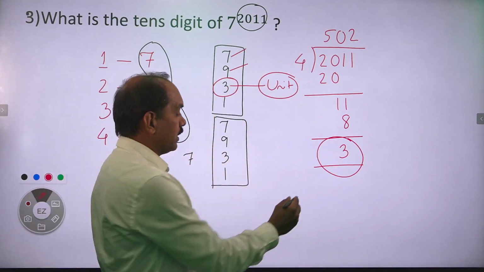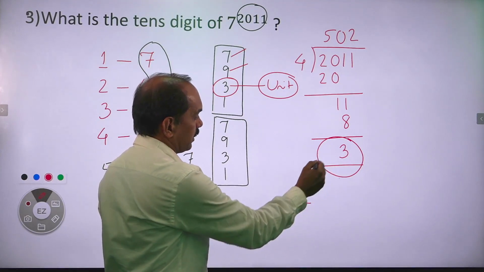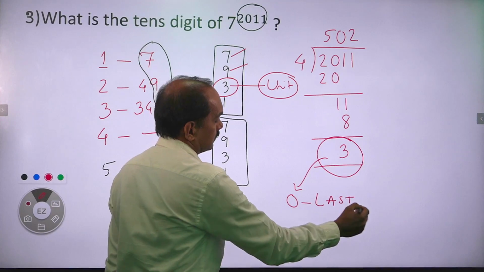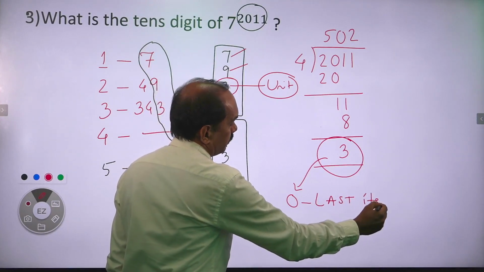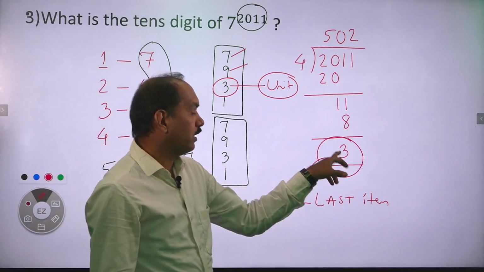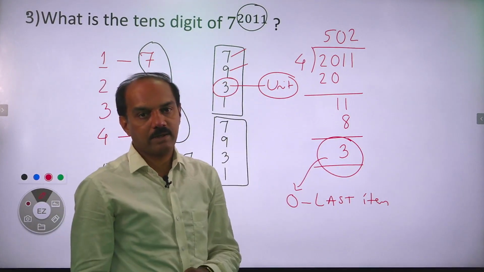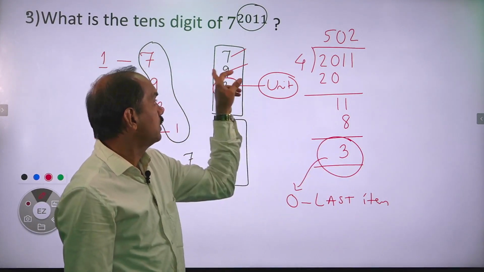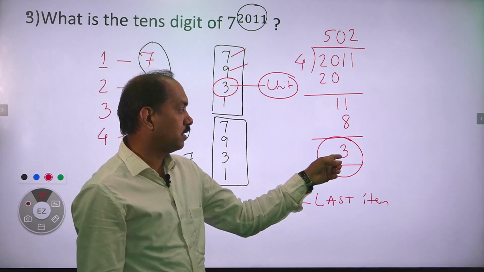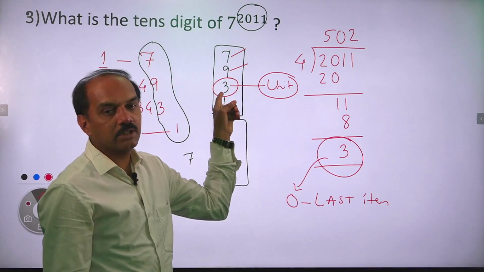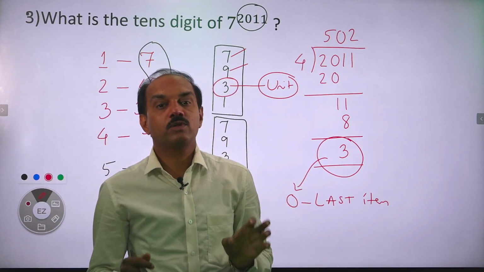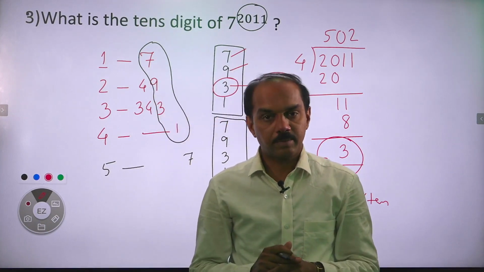If the remainder is 0, assuming the remainder is 0, then you will have to go to the last item in the group. Which is the last item? 1. If the remainder is 1, first item in the group, 7. If the remainder is 2, second item in the group, 9. If here the remainder is 3, third item in the group, that is 3. This is the whole story about the digit in the unit place.